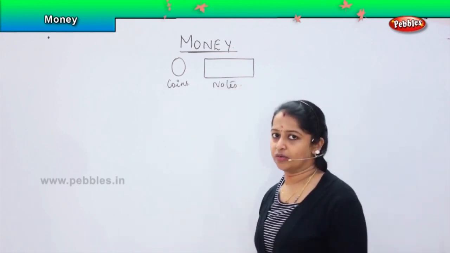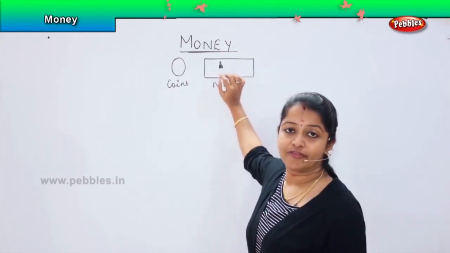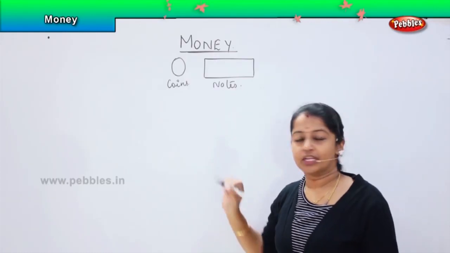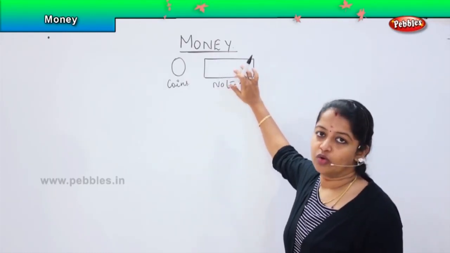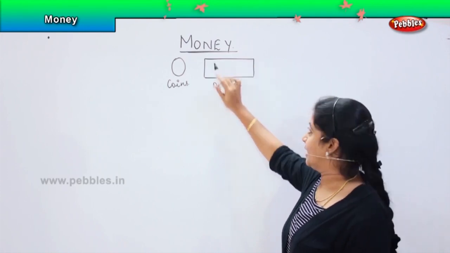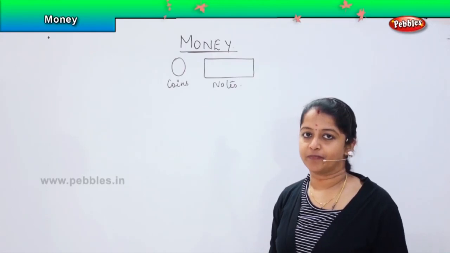So, how do you see a note? You can see a note in various forms, like you have an emblem of Mahatma Gandhi, and then you have an Ashoka Chakra, you have the denomination of the value which the note belongs to, and then there will be a mark of RBI, the Reserve Bank of India, right?